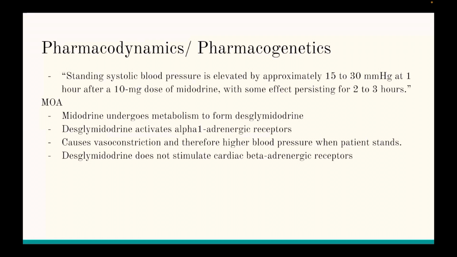And so pharmacodynamics is how the drug affects the body and also the mechanism of action. And so Midodrine is used to increase the systolic and diastolic blood pressure for patients with, like I said, orthostatic hypotension. And the mechanism of action is that Midodrine undergoes metabolism to form its active metabolite, which is the desglymidodrine. And the desglymidodrine activates the alpha-1 adrenergic receptors in the venous and arterial vasculature. And so that means that it works on smooth muscles and not others. It produces an increase in vascular tone and elevation of blood pressure, which just means that it causes vasoconstriction and therefore higher blood pressure when the patient stands.